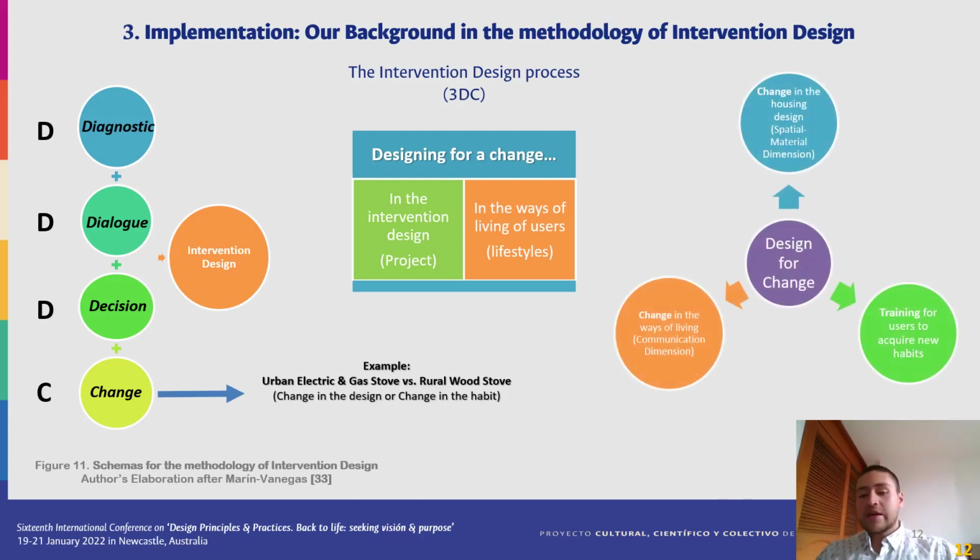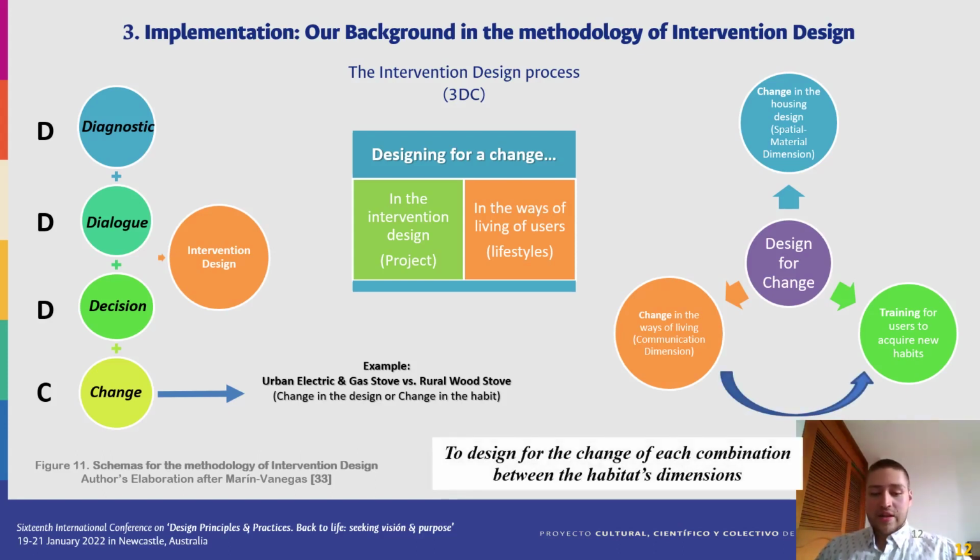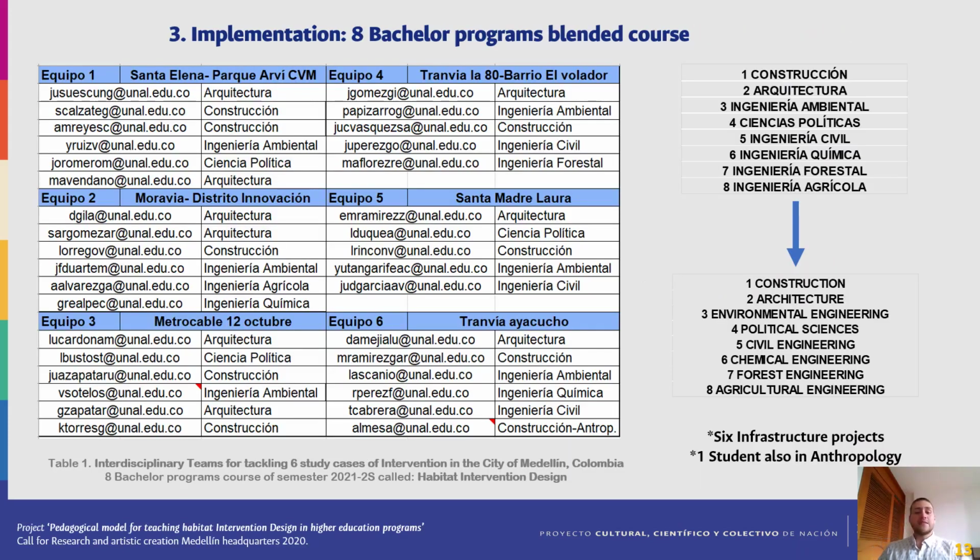So here we have that design for change is based on 2 options: a change in the housing design, the spatial material dimension, that is the traditional approach, or a change in the ways of living, that is the communication dimension, that needs a training for users to acquire new habits. So the methodology statement, the main statement, is to design for the change of equal combination between the habitat dimensions.